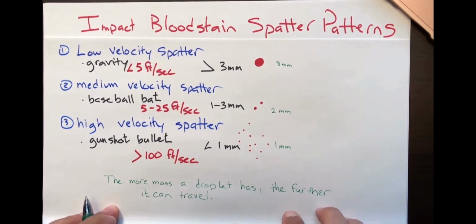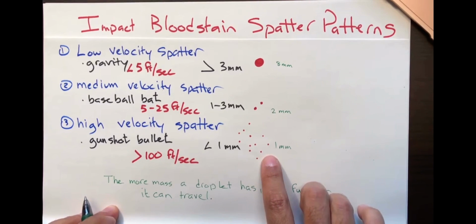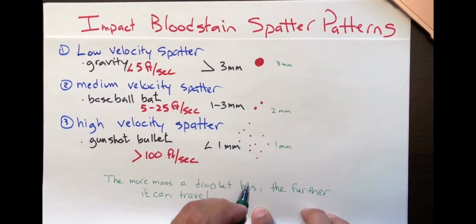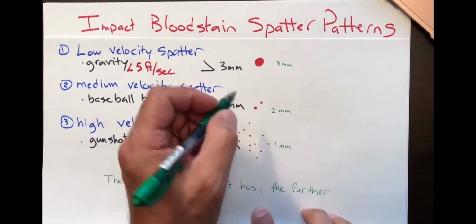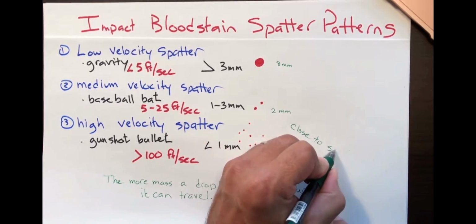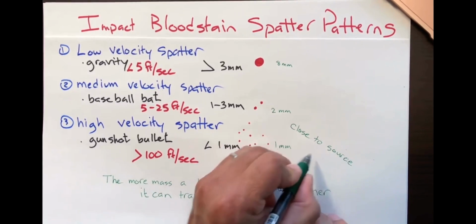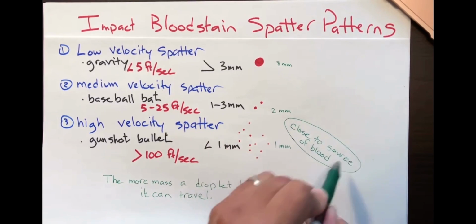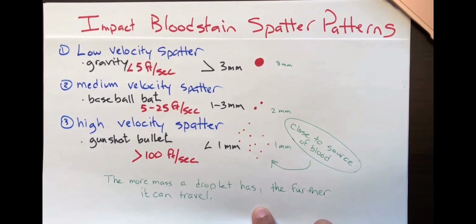So that means that a gunshot bullet spatter will always be very close. Wherever it lands, the gun must have been very, very close to the source of blood. Those droplets will always be very close to the source of blood with that high velocity gunshot spatter. All right, very good.